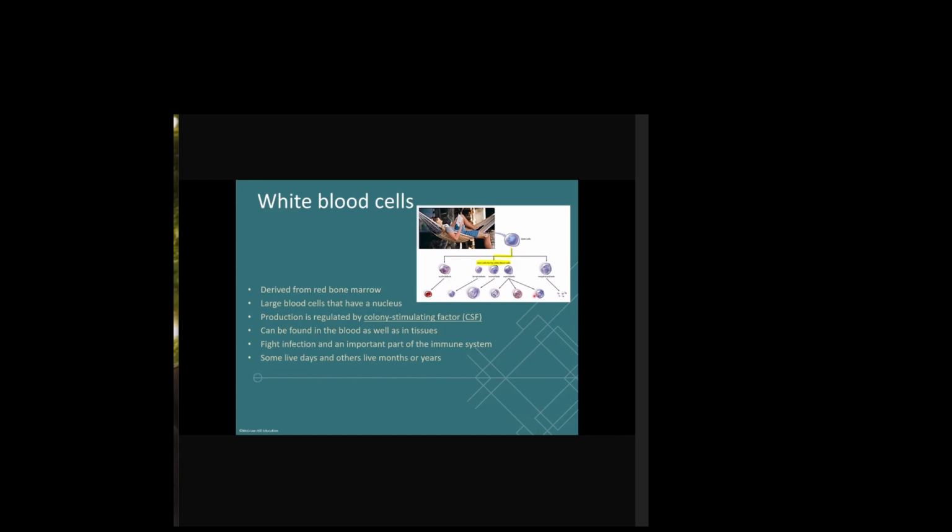What is their job? To fight infection, and they are also important to maintaining our immune system to be able to fight other diseases. Some of them live for days, others for months, some of them even for years, compared to the red blood cell that has an average lifespan of 120 days.